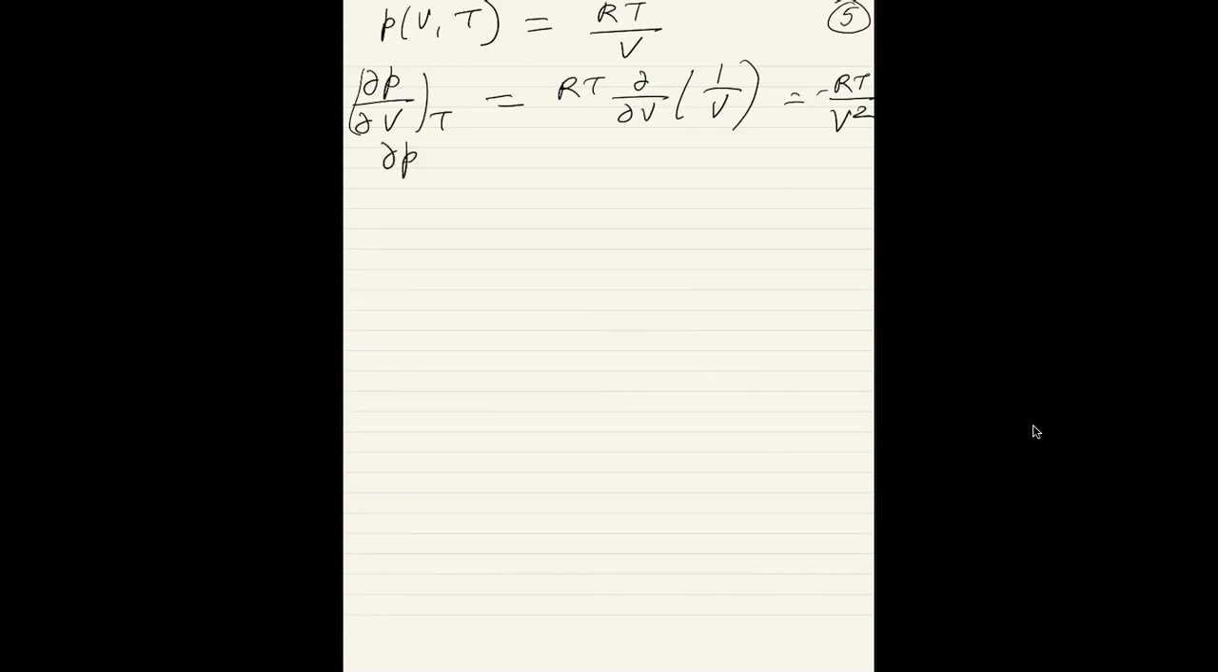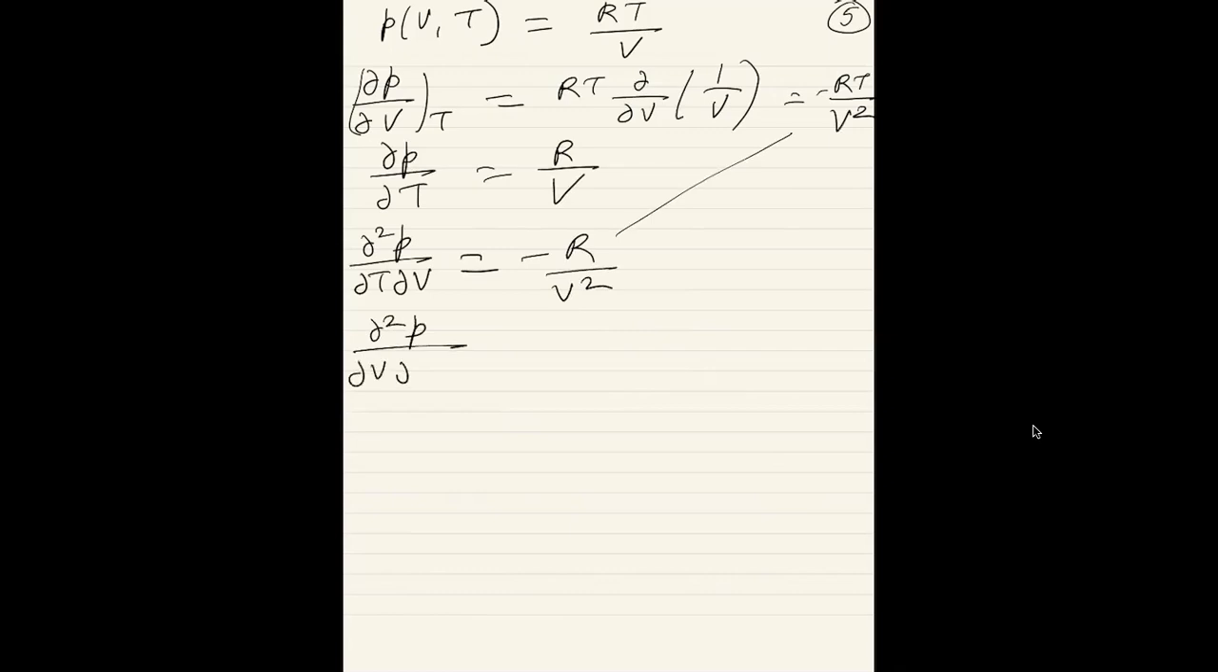Similarly, we can calculate the partial of pressure with respect to temperature. That will be R over V. You can go back and calculate the mixed partials that I mentioned earlier. If we differentiate this one with respect to temperature, we get minus R over V squared. And if we differentiate in the other order, this one with respect to volume, we again get minus R over V squared. So once again, they are the same. This is again because you had only algebraic terms over here.